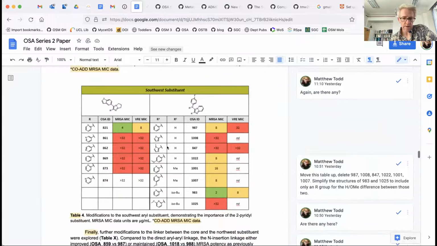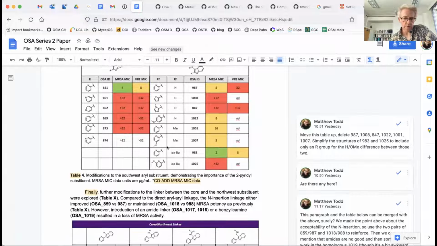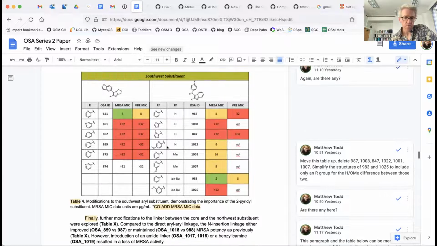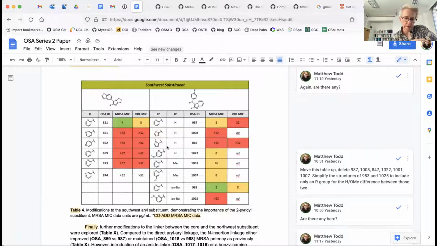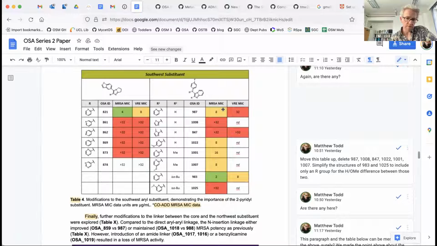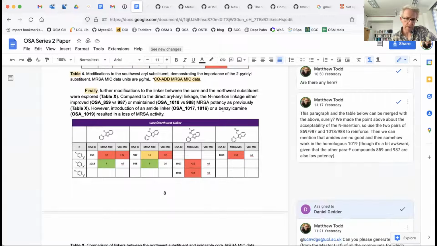And then this is just more of the same. Yeah, and then there's some reordering down here. We make a very neat point in this Southwest substituent about the importance of the 2-pyridyl group, and I want to make sure that is clearly done here. And then later we can deal with the issue of the bridging nitrogen. So just to separate those out, and the comments are about that.